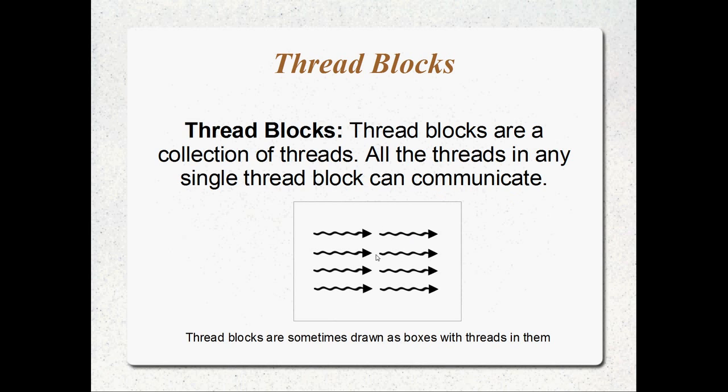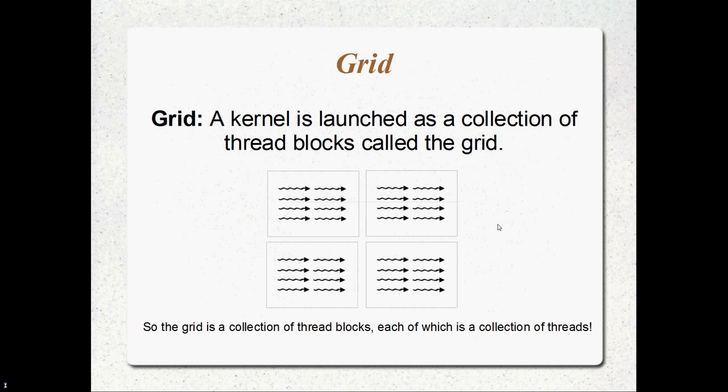Here I've drawn out a little thread block. It's just a square with 8 threads inside it, and all of the threads in the same thread block can easily communicate. And the grid: when we launch a kernel, we launch a collection of thread blocks, and each thread block has a bunch of threads in it, like we just said. So the grid itself is a collection of thread blocks, and thread blocks are a collection of threads.